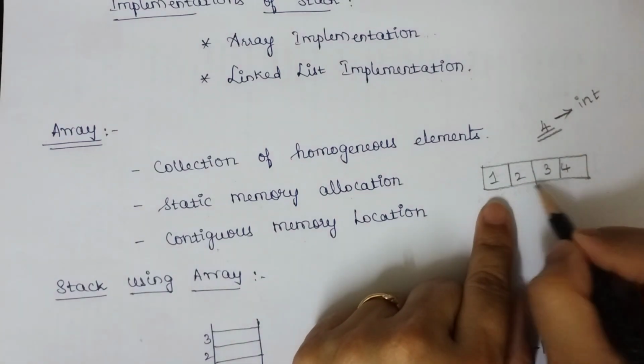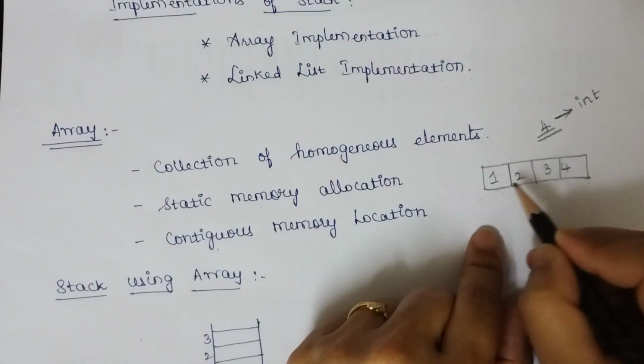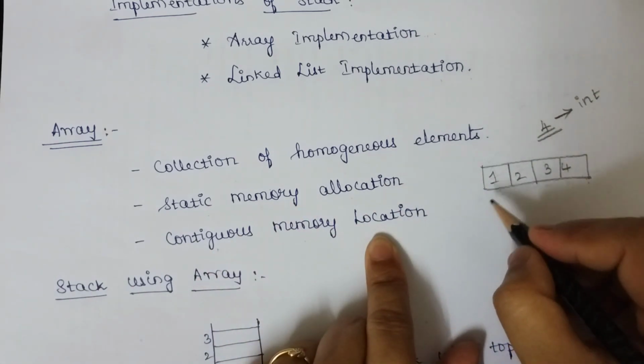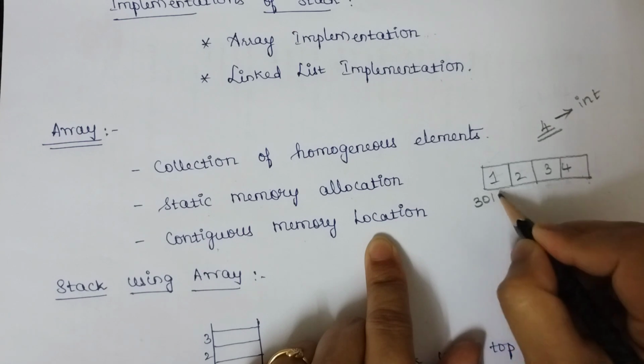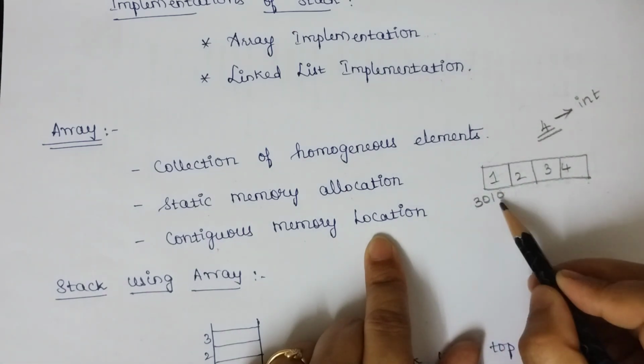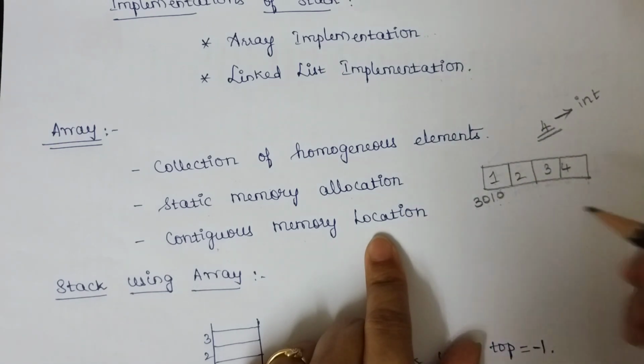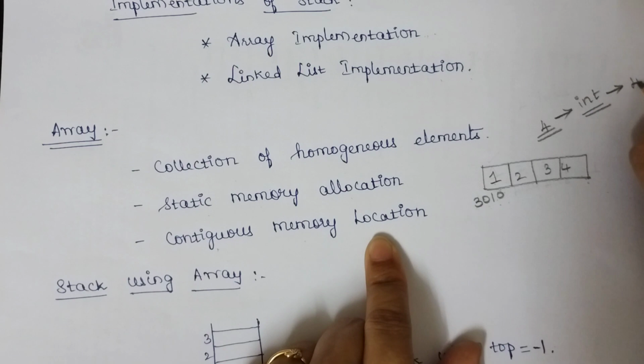Now these elements are stored into the memory location. And how is it getting stored? In a contiguous memory location, which means, for example, this is my memory location 3010. Okay, for example, I have taken this memory location as 3010. Since we are using Java, here in Java, if you take an integer value, the size of the integer is 4 bytes.